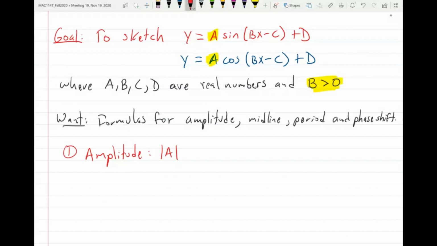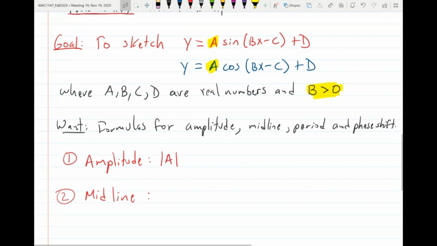Okay, so next, something else that we can identify actually very easily is the equation of the midline. So what do you think would be the equation of the midline? Think about the graph of sine and the graph of cosine. Originally, the midline is at the x-axis, right? That's the line that cuts the graph in the middle, because you go up 1 unit and down 1 unit. So that's like the midline of the picture.